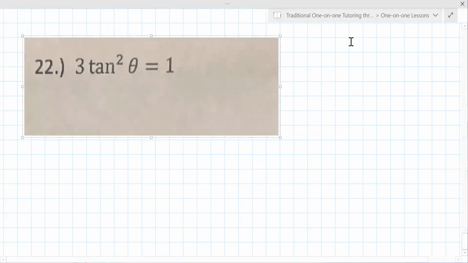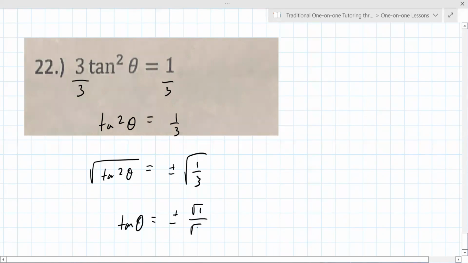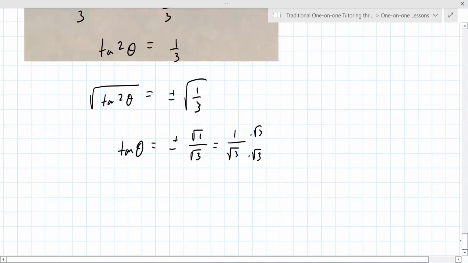Okay, so just like in the previous problem, you want to isolate that trig function. So you're going to divide both sides by 3. Tangent squared theta equals 1/3. You can take a square root of both sides. So it's plus or minus the square root of 1/3. So tangent of theta equals plus or minus the square root of 1 over the square root of 3, which is 1 over square root of 3, like that. And a couple of choices here. You probably should rationalize. So the plus or minus root 3 over 3.